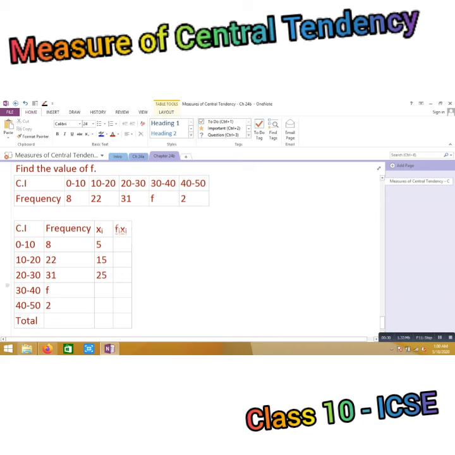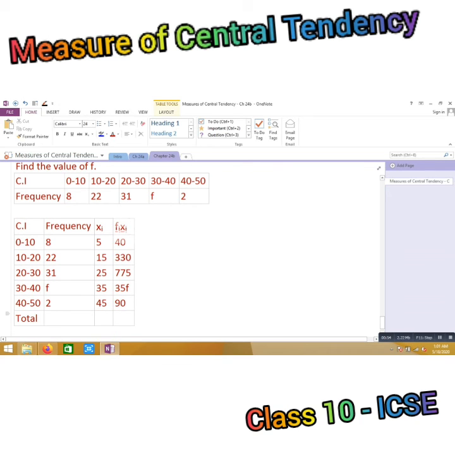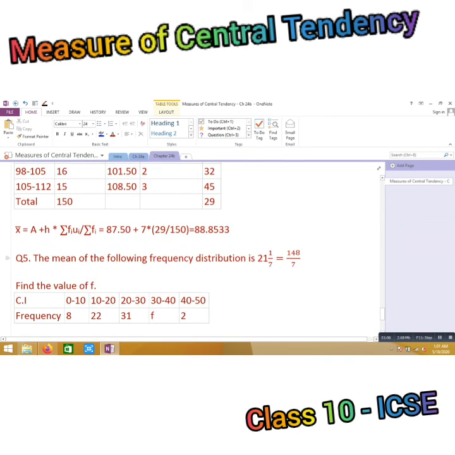So first we'll find xi. That's a mid value for the class interval between 0 and 10 is 5, and it goes on for the column. Next we need to find the product. 35f, 45 into 2 is 90. Then we can find the total for those two columns, frequency and fx, 63 plus f and 1235 plus 35f. So this is by direct method.